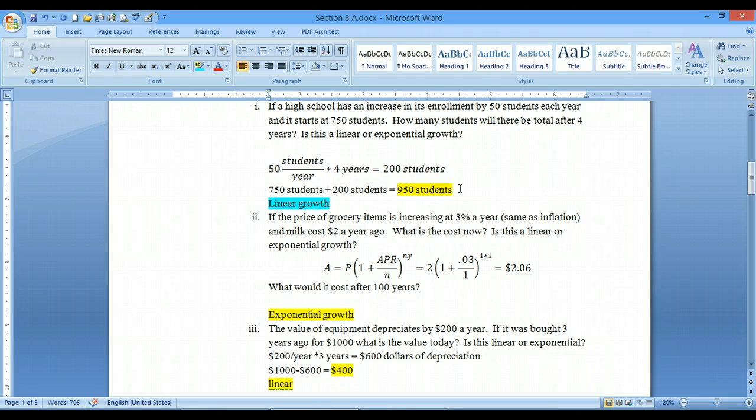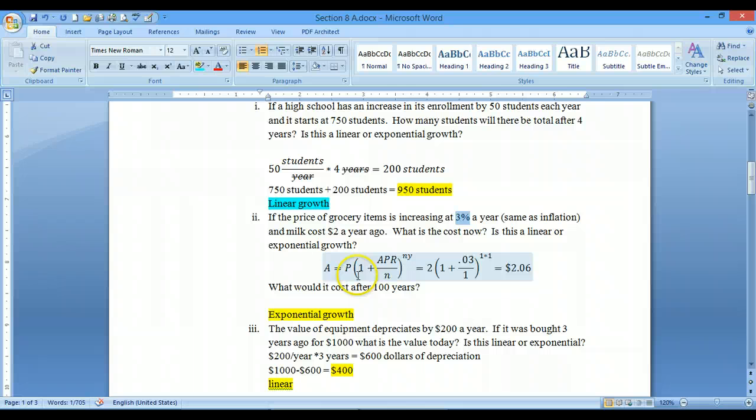The next example, number 2: if the price of grocery items is increasing by 3% a year, which is the same as inflation, and milk cost $2 a year ago, what is the cost now? And is this linear or exponential? If it's increasing by 3%, this is exponential growth, which I've pre-canned and even highlighted so that we can see that's the answer.